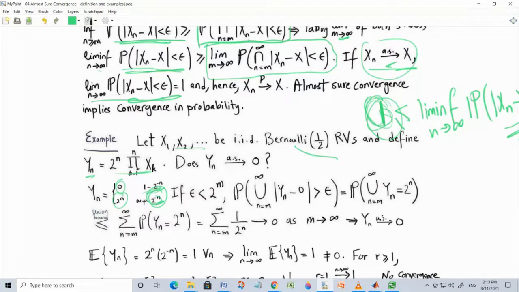Now again, what is the probability of the union over n greater than or equal to m of Yn minus 0? This is the candidate limit.